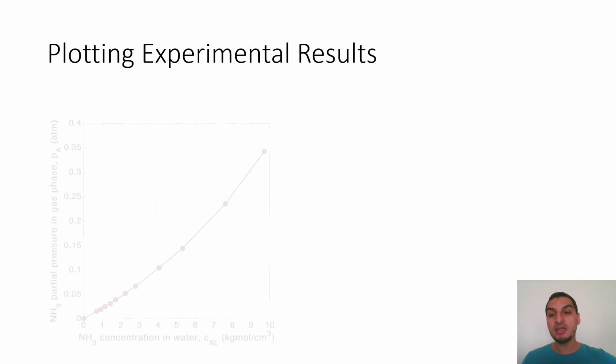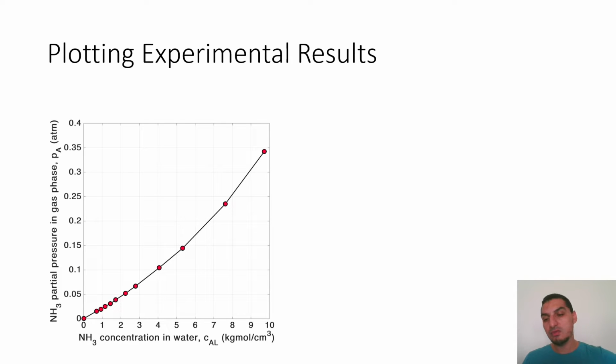Once I have this data, I can plot them. As you see here, we have the partial pressure on the y-axis of species A, which is ammonia, and the concentration in the liquid on the x-axis, which is the concentration of ammonia in the liquid phase. And these are the experimental data that we got. So we can use this data as is, or we can do data fitting to get the equation that describes the relation between the partial pressure and the concentration. There are many things that we can do.